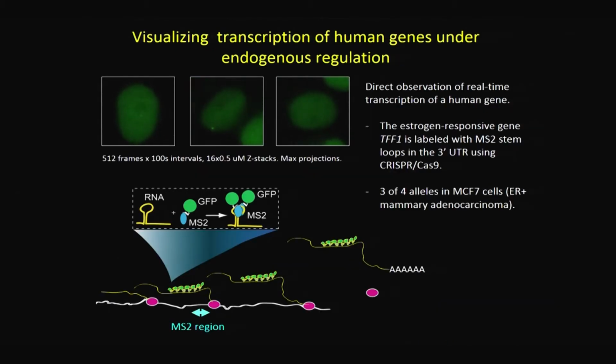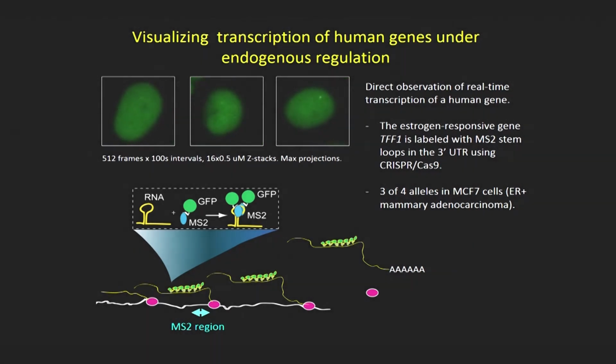So this is an example of what this looks like when you look at human genes as they're transcribing. This is, again, the nucleus of an MCF7 cell. And what you're seeing in these movies is the real-time transcription of this TFF1 gene. So this was done by CRISPR-Cas9. We've labeled 3 of the 4 alleles in MCF7 cells.